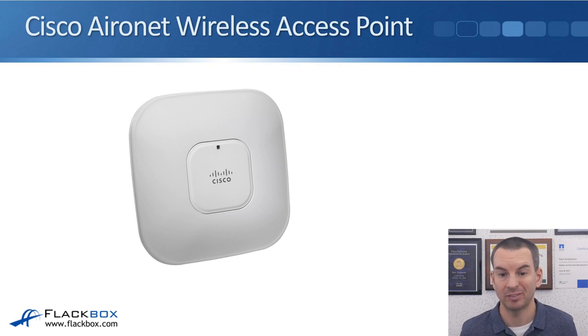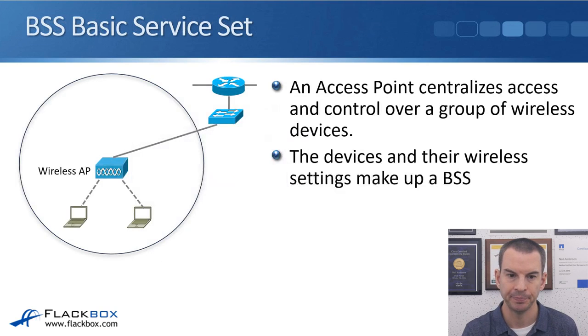Here's a picture of a typical wireless access point from Cisco. Your wireless APs can have either internal or external antennas. You can see the one here is internal, and they can also be designed for indoor or outdoor use.